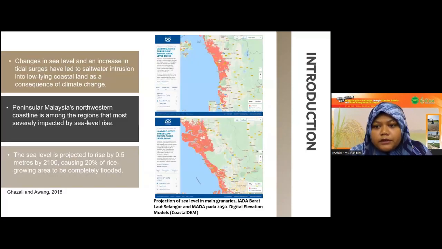Here in Malaysia, we only have a small area affected by salinity. But in future, climate change will contribute more to this problem, due to changes in sea level and an increase in tidal surges that have led to saltwater intrusion into the low-lying coastal land area. As we can see in the image, these are the two main granaries in Malaysia, in the northwestern coastline of Peninsula Malaysia. This is the projection of sea level rising in 2050. This area will be severely impacted by 2100, causing about 20% of the rice growing area to be completely flooded.